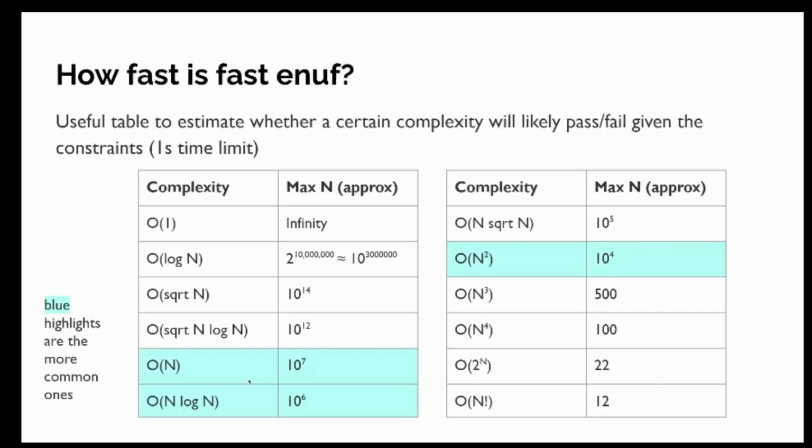The more common ones are these blue colored ones: O(n), O(n log n), and O(n squared). Try not to have more than O(n squared), because if you have O(n cubed), then the max n you can have is 500, which most problems might have as a subtask, but it's probably not going to be a very large number of points. So if you can't think of a faster algorithm, try and use O(n squared) lah. Limit yourself to that.